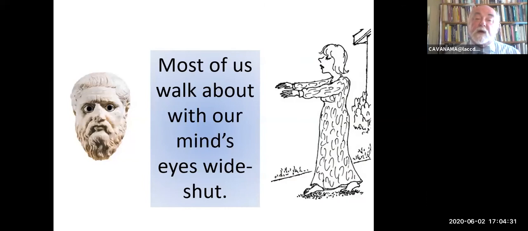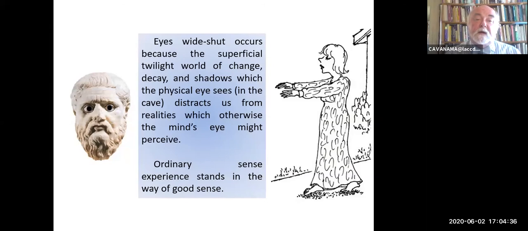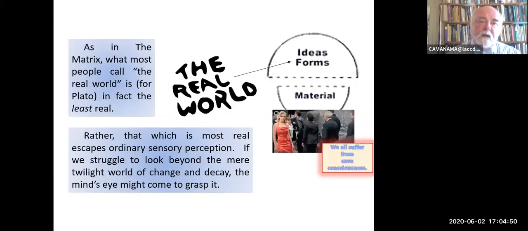But most of us are walking around blind with our eyes wide shut most of the time, says Plato. This occurs because the superficial twilight world of change, decay, and shadows, this is what the physical eye sees, distracts us from the realities which otherwise the mind's eye might perceive. Ordinary sense experience, in other words, stands in the way of good sense. Now, as in the Matrix, what most people call the real world, walking around in cubicle land, you know, you worry about your first world problems, that's the most real. For Plato, that's the least real.